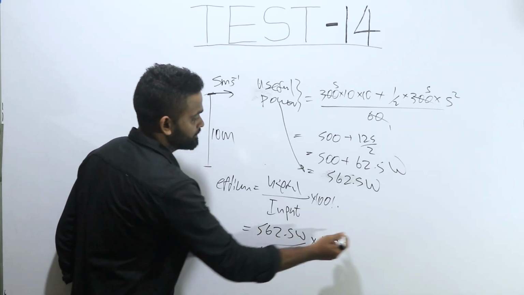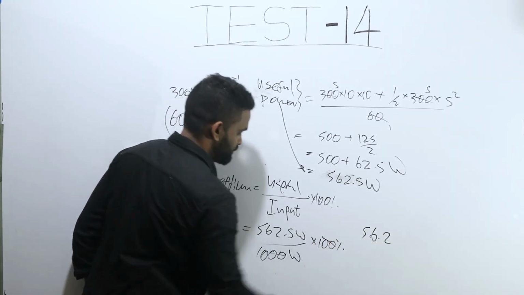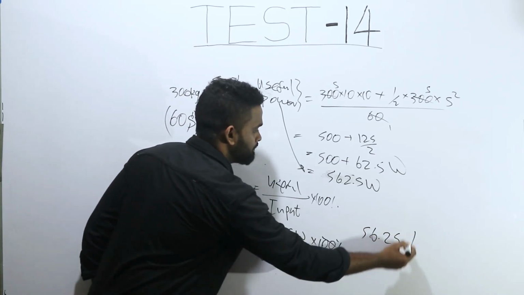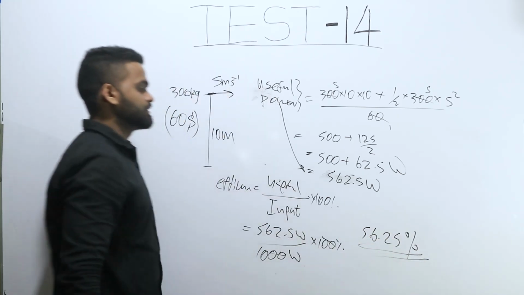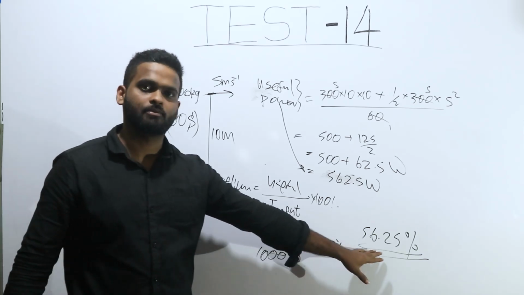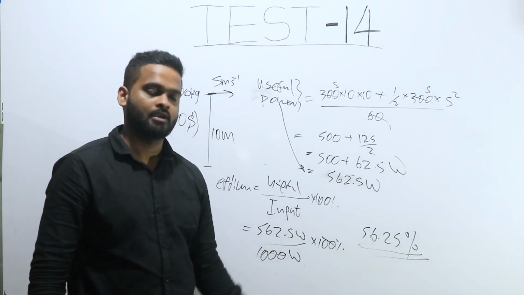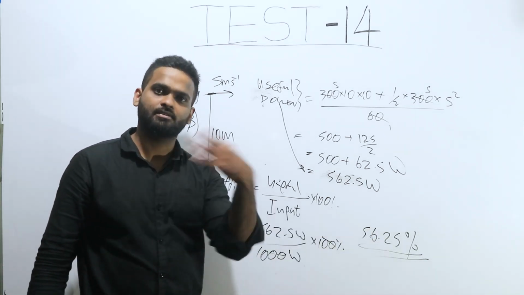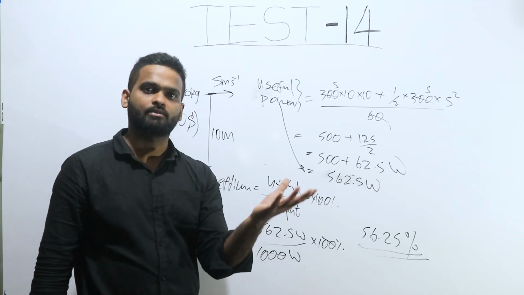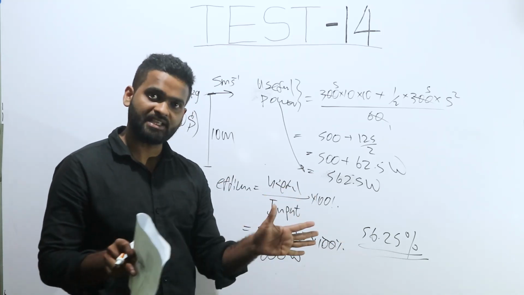Divide this by 10. So you get 56.25%. So this is the efficiency of the motor. The remaining efficiency, it doesn't have that efficiency. The remaining energy is dissipated.